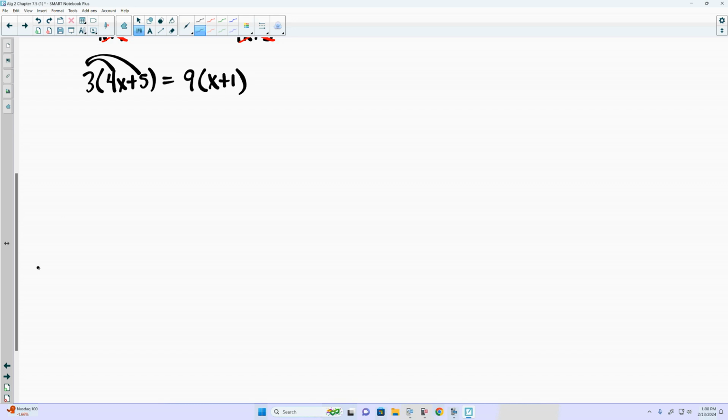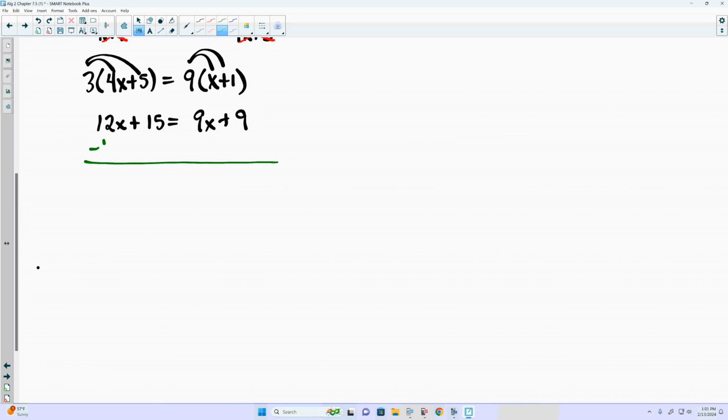Here, we're going to multiply through by 3. 3 times 4x is 12x. 3 times 5 is 15. We'll do the same thing with 9. 9 times x is 9x, and 9 times 1 is plus 9. Now, since we do not have an x squared or x cubed, we just have an x term, we need to get x by itself to solve. We're using multi-step for solving multi-step equations.